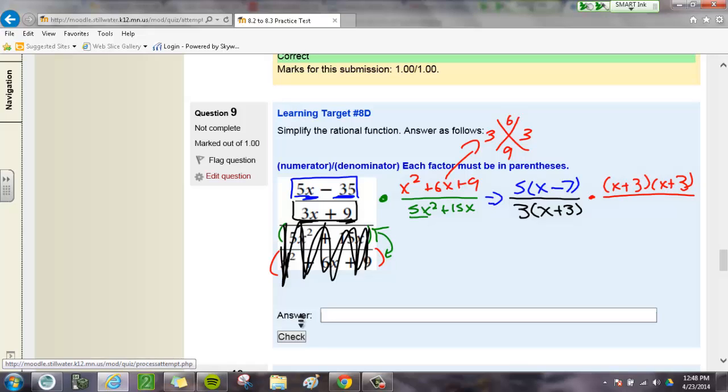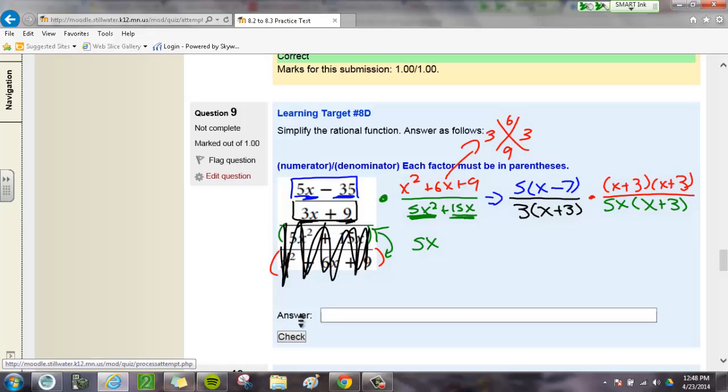And then finally, on the bottom, I got this 5x squared and this 15x. Notice there's a greatest common factor of 5x, so you can pull it out of both of those terms. So we'll pull out that 5x. What do we have left here? We just have an x there. And what do we have left here? We have a 3 there.